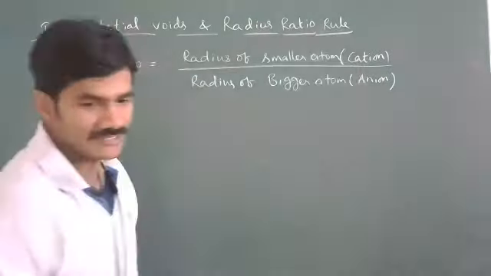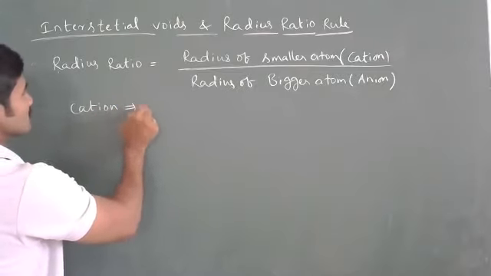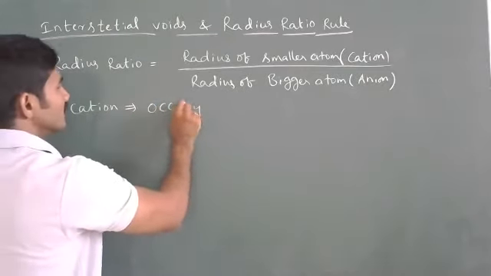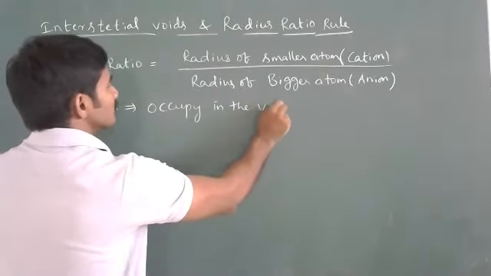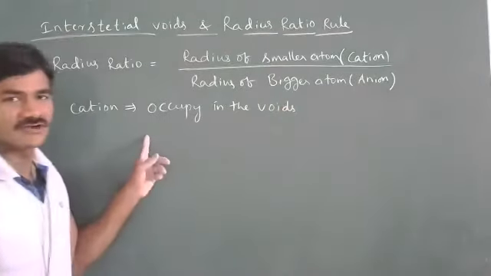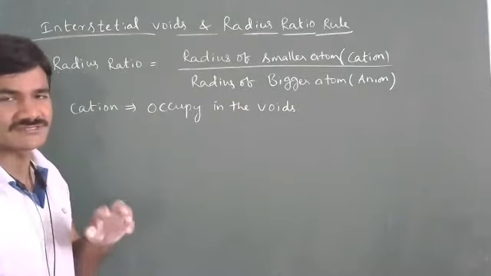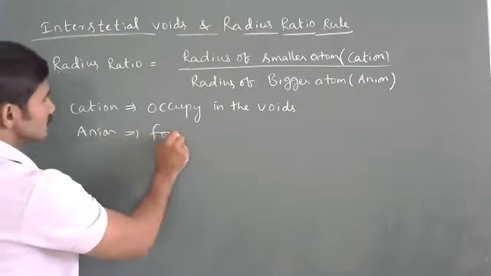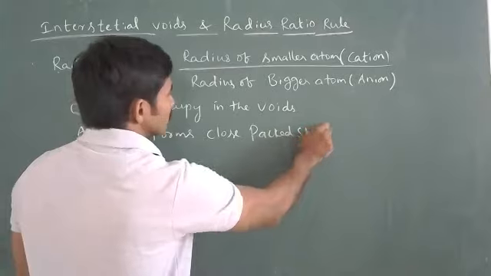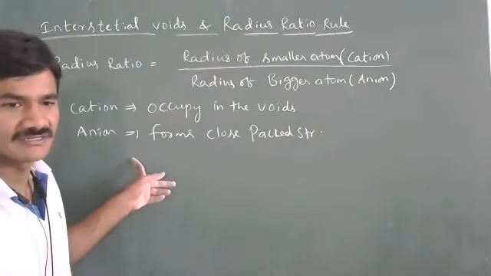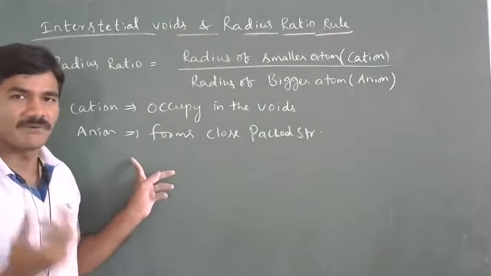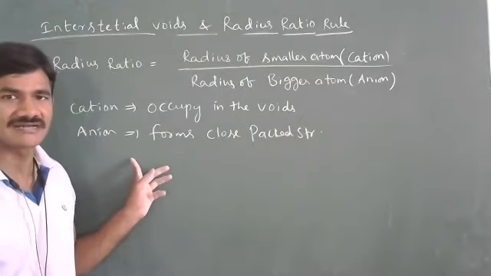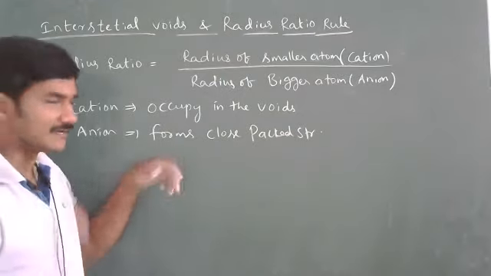So how are these arranged? Out of cation and anion, the cation always occupies the voids. Where are the cations occupied? In the void. Void means empty space. Whereas the anion forms close packed structures, meaning the anion may be present at edge center, body center, face center, or corners. It may be anywhere.